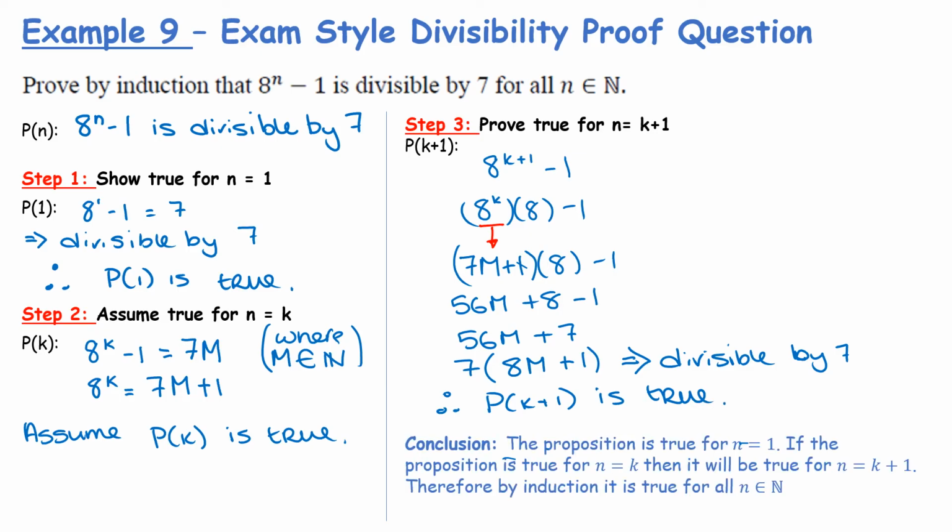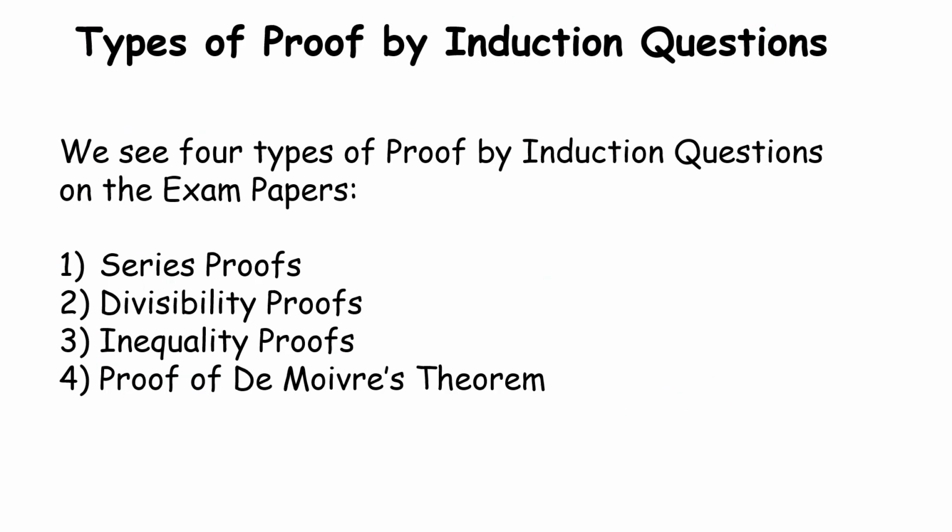Final step, put in our conclusion. So the proposition is true for n equals 1. If the proposition is true for n equals k, then it will be true for n equals k plus 1. And therefore, by induction, it is true for all n element of the natural numbers.